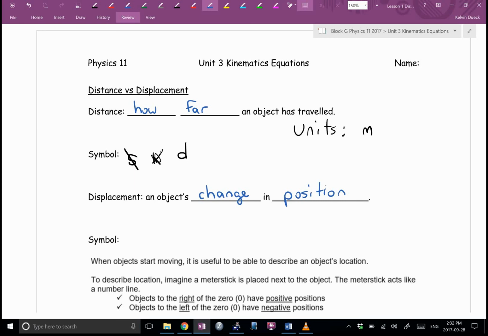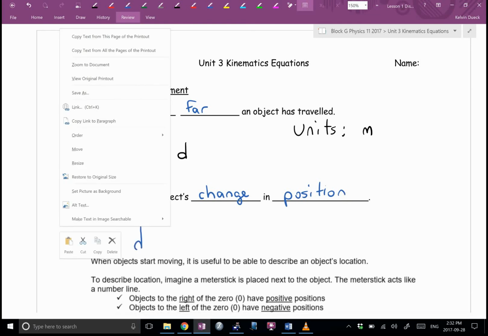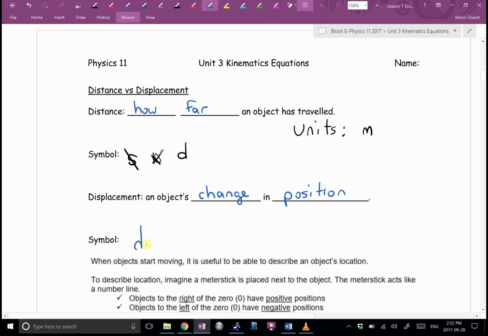Symbol for displacement should be an S, no. Should be an X, no. I'm going to use a D. Try that again, Mr. Duick. That's a scalar. Look up, everybody look up. That's distance. Behold, now it's a vector displacement. We use the vector arrow.